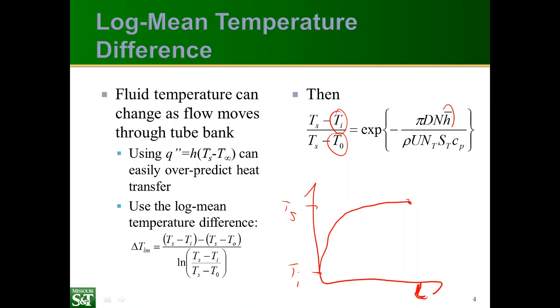And so here we have the average heat transfer coefficient in the tube bundle, the number of tubes per row, the number of rows, the diameter, the pitch, the specific heat, and so on.